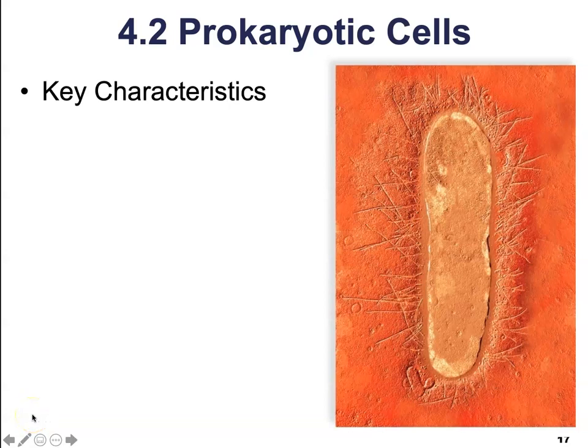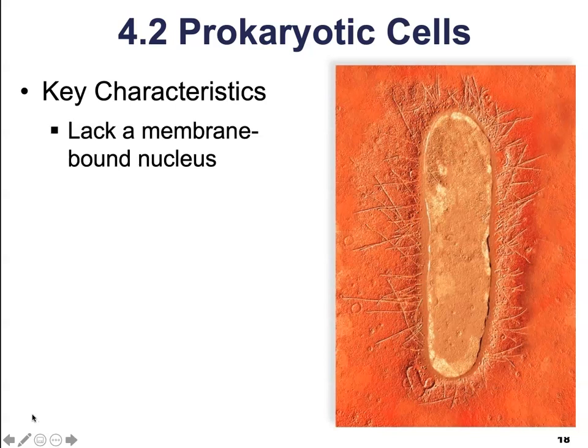Essentially, there are two types of cells that exist in nature, prokaryotic and eukaryotic cells. The first that we're going to discuss in this class is going to be the prokaryotic cell. Prokaryotic cells are the most abundant and diverse life forms found on Earth, and they're found virtually everywhere, in the air, in the soil, in the water.